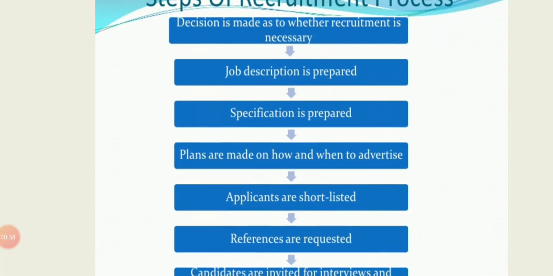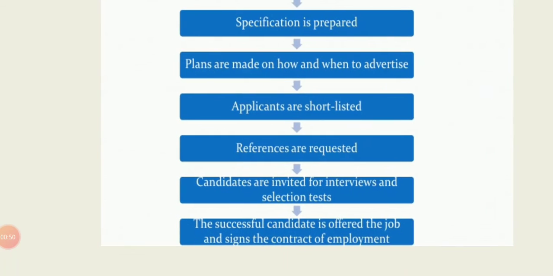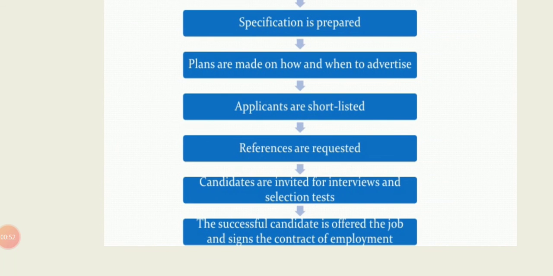First one, decision is made to where the recruitment is necessary. Second one, job description is prepared. Third one, specification is prepared. Then plans are made on how and when to advertise. Applicants are shortlisted. References are requested. Candidates are invited for interviews and selection tests. The successful candidate is offered the job and signs the contract of employment.